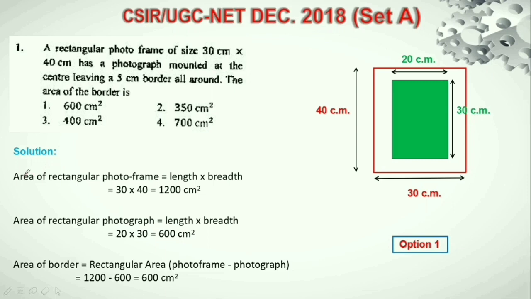So if we calculate the area of the rectangular photo frame, it will be 30 into 40, that is 1200 cm square, while the area of the inner rectangular photograph will be 20 into 30, that is 600 cm square. So basically, in order to calculate the area of the border, we just have to subtract these two areas. So 1200 minus 600 will give you 600 centimeters square. So option 1 is the correct answer.